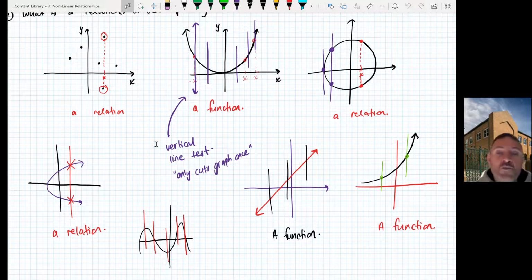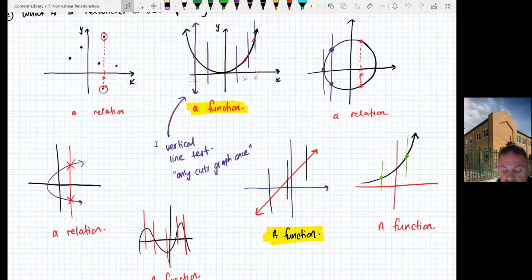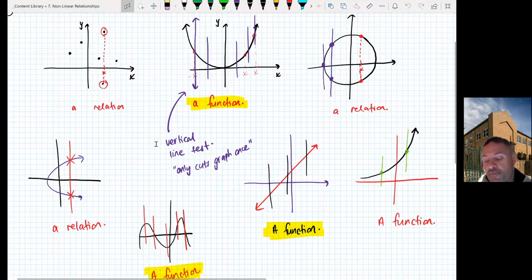Again, all you need to find is one place on my graph where it cuts it more than once, and you just have a relation. So again, a function is simply a graph where every x coordinate only has one y coordinate. And we simply will use a vertical line to test that and to prove that.